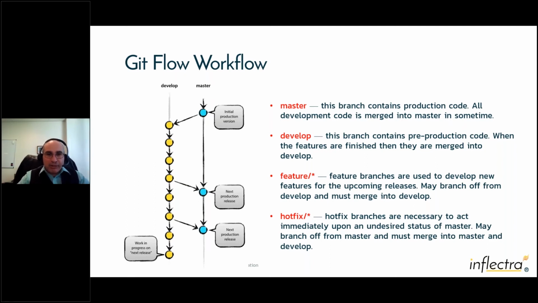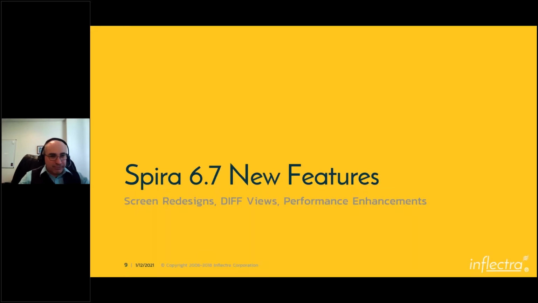That's how I recommend you use Git. We do that ourselves at Inflectra. It's working really well for us. But Spira doesn't really care what methodology you use. But this is some of the naming conventions you're going to see in the rest of the demo. So I thought it was worth explaining it. Okay, so that's some background on source code, background on Git. Let's look at how Spira has been changed.